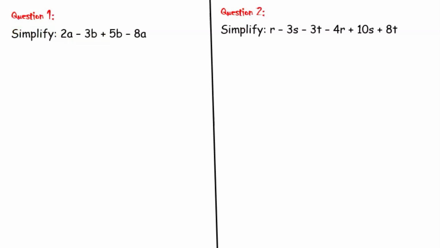All right, looking at these two questions, you can simplify by grouping. So we just look at the ones that are like terms. On my left hand side, we see 2a. Any other a? Yes, we can see another 8a. Then we see b, so we bring them together. So we have 2a minus 8a. You collect the like terms like that. So we have minus 3b plus 5b.